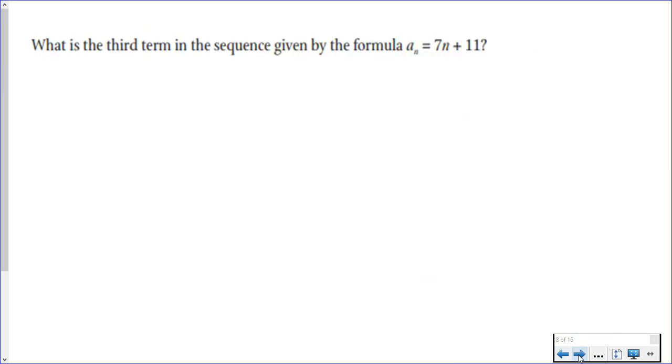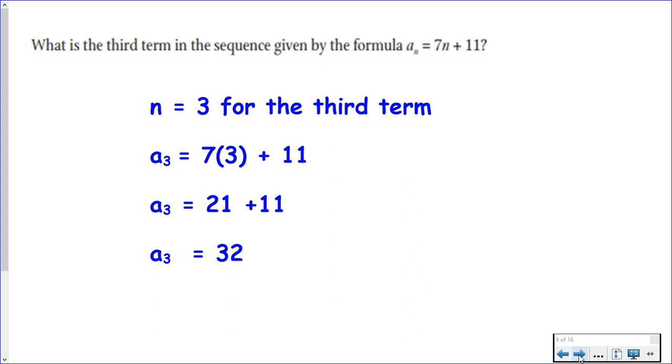What is the third term of the sequence given by this formula? Well, this time I know that my input n, everywhere I put in a term or number for n, that's what gives me that term. So if n equals 3, I just need to substitute in 3 for n to get that value. The value of the third term of this sequence is 32.